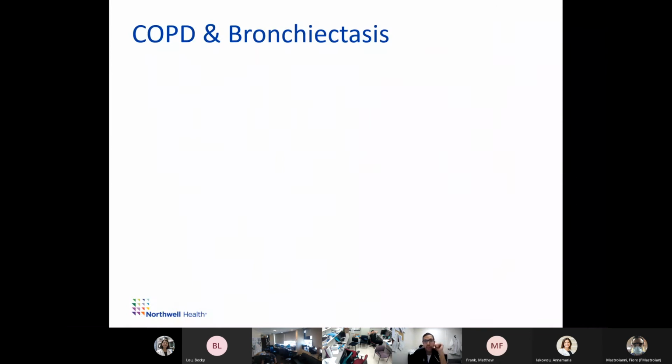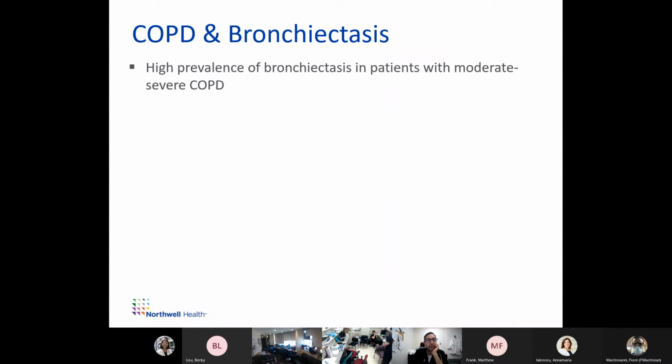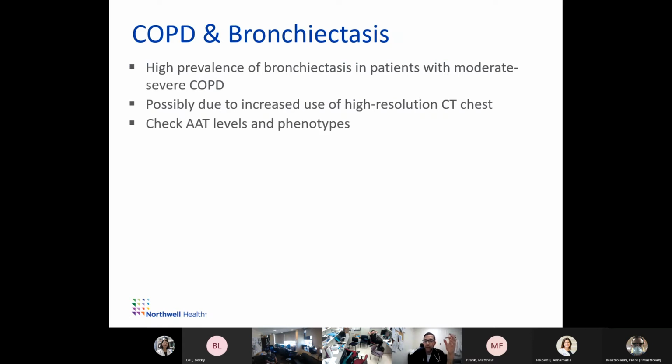A little word about COPD and bronchiectasis. There's a high prevalence of bronchiectasis in patients with moderate to severe COPD. And this is possibly due to increased use of high-resolution chest CT. And it's important in these patients with COPD and bronchiectasis, like we said, to check alpha-1 antitrypsin levels and phenotypes.